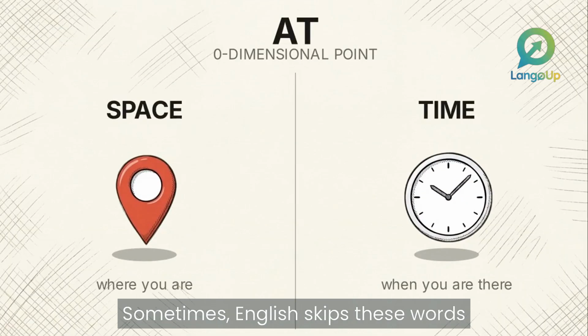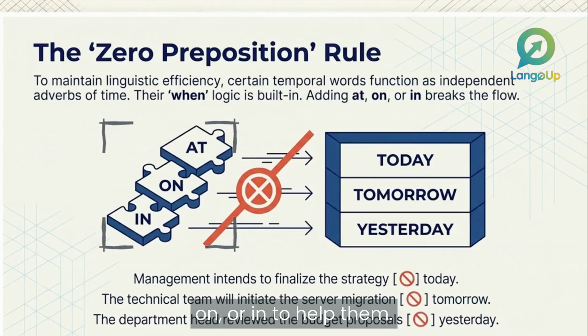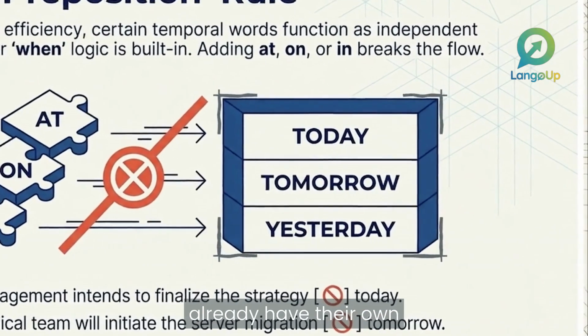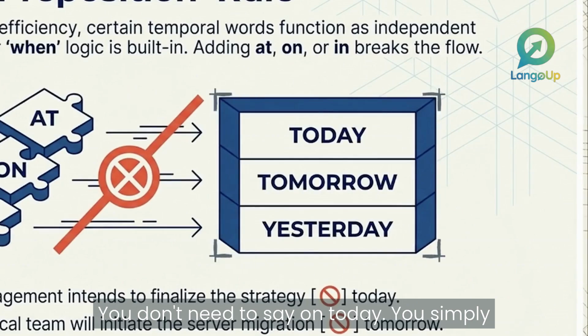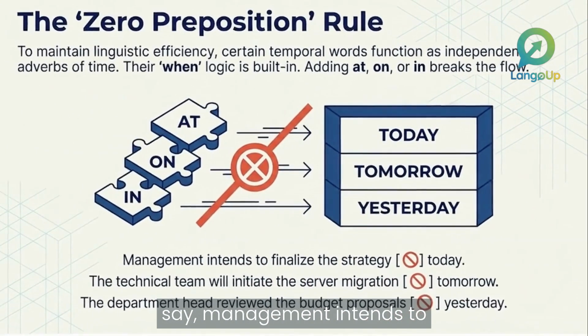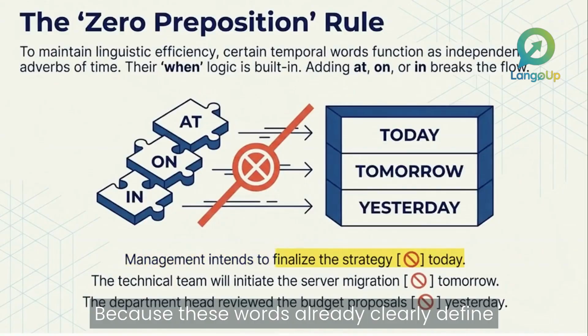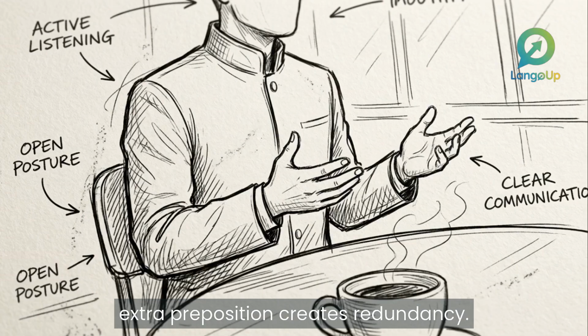Sometimes, English skips these words entirely to keep sentences moving efficiently. As this graphic shows, certain words that describe time do not need at, on, or in to help them. Words like today, tomorrow, and yesterday already have their own timing built into them. You don't need to say on today. You simply say, management intends to finalize the strategy today. Because these words already clearly define when something is happening, adding an extra preposition creates redundancy. Leaving them out makes your speech sound more natural.